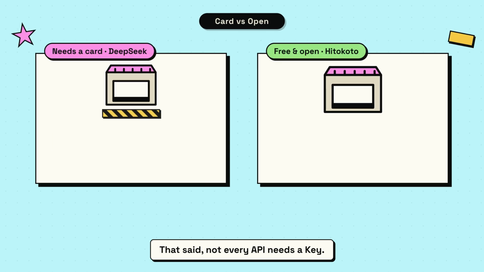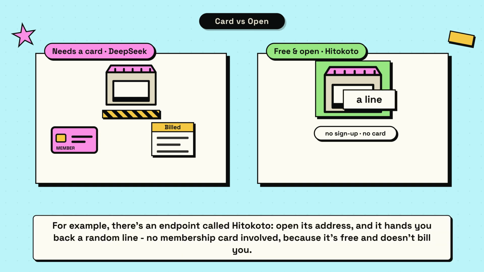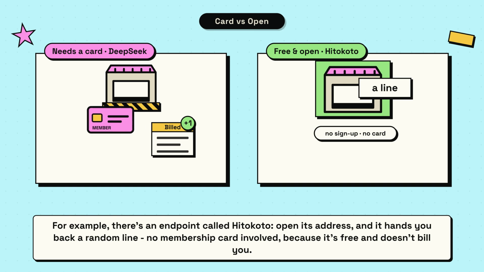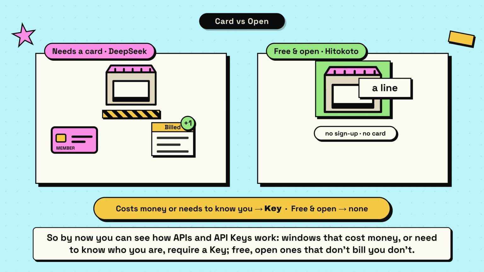That said, not every API needs a key. Some windows are free and open. Anyone passing by can order, no sign up, no card. For example, there's an endpoint called Hitokoto. Open its address, and it hands you back a random line, no membership card involved, because it's free and doesn't bill you. So by now you can see how APIs and API keys work.